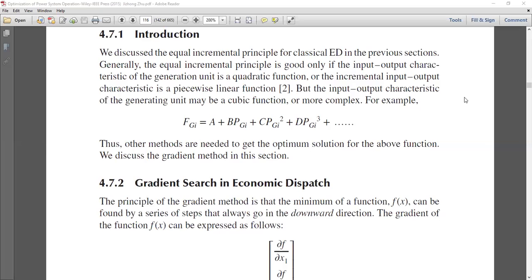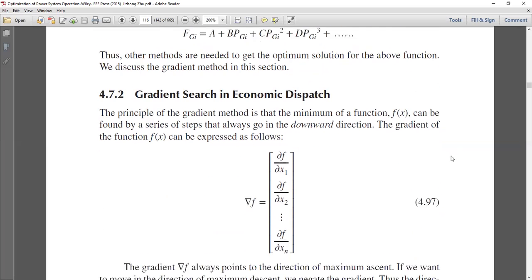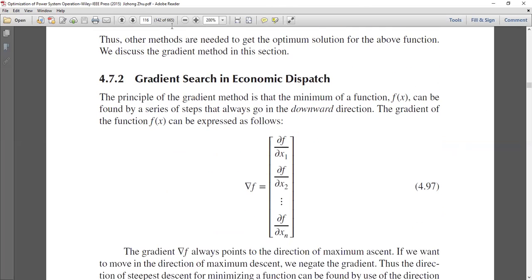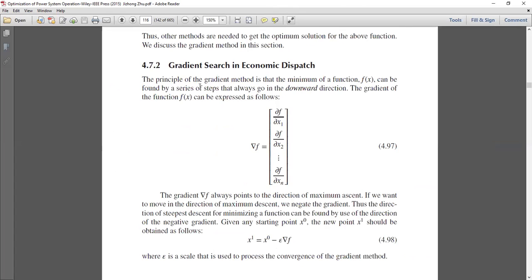Any question? Because we'll be jumping into the book now, so let me stop share. Okay, is the book visible? Section 4.7.2. Yes, sir. Okay, so this is the article that we are going to start.